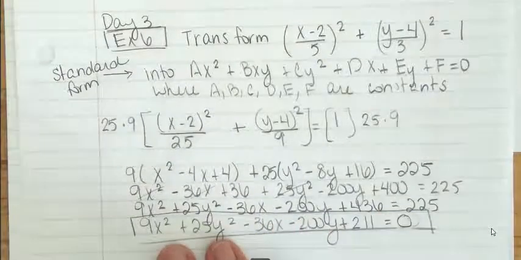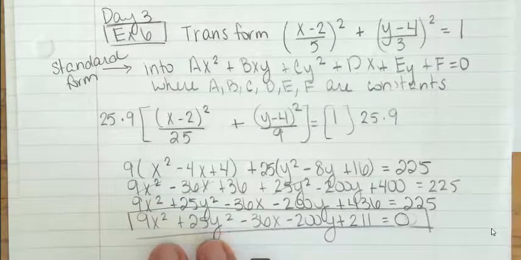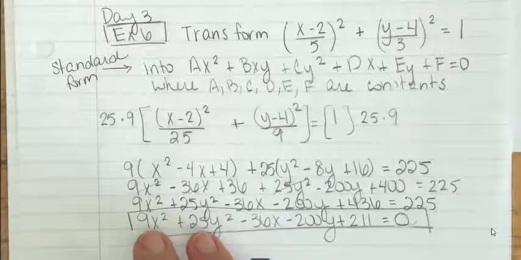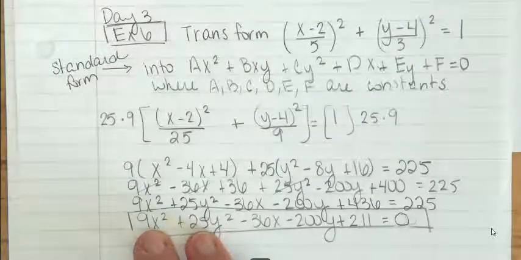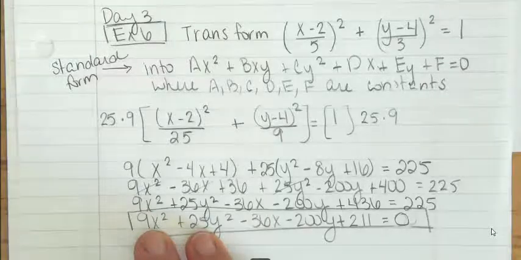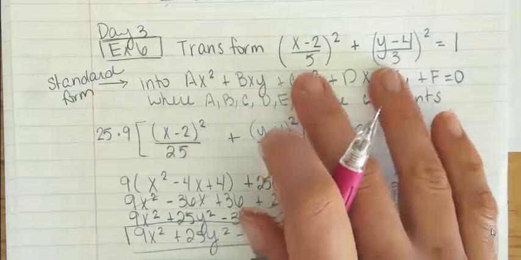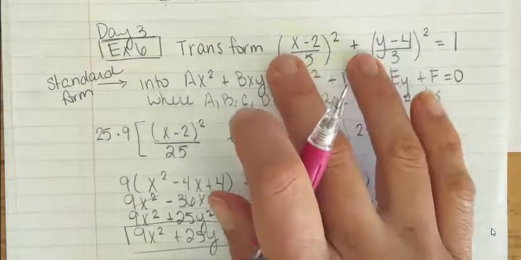And again, just looking at it in the standard form, we know that this is an ellipse because the coefficients of your two leading terms, the x squared and the y squared, are different, but they're both positive. Just like over here, coefficients are different, but they're both the same sign.